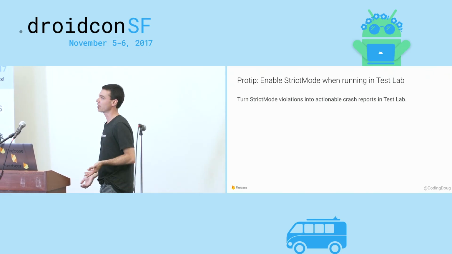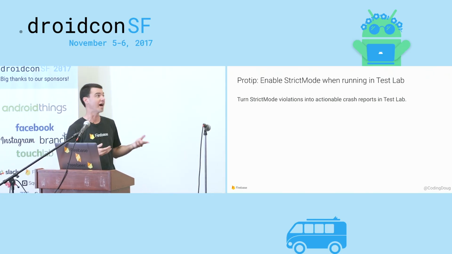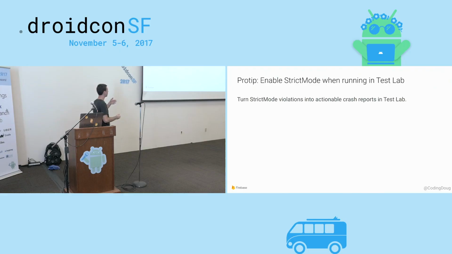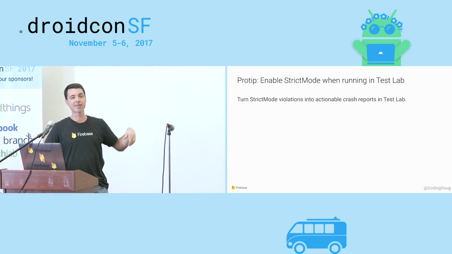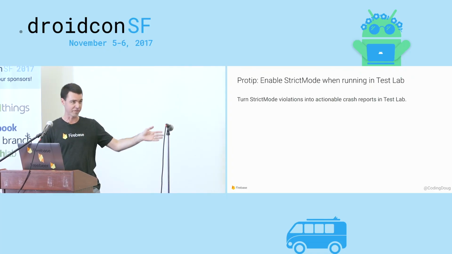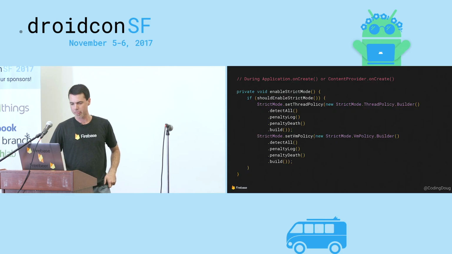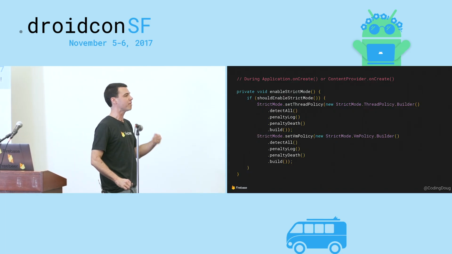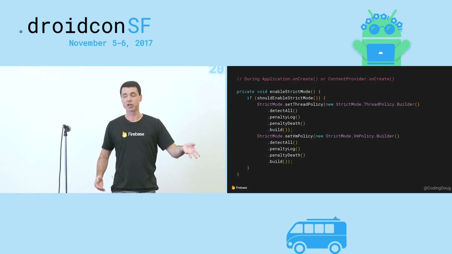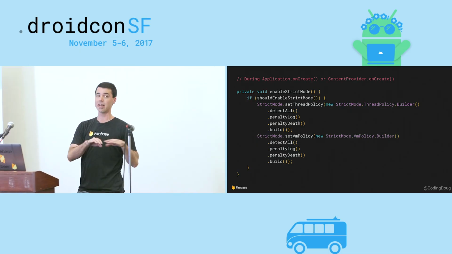So strict mode will check for things like best practices. If you're doing I/O on the main thread, that's a no-no. You want to know if you're doing that. You want to know as early as possible if you're violating any of these best practices. So with strict mode, you can turn it on and have it crash your app. Then when you run it in Test Lab, you'll get a report on all these devices where you may have made a mistake. So what I like to do is, when the app first starts, I'll enable strict mode. And first I'll check, should I enable strict mode?